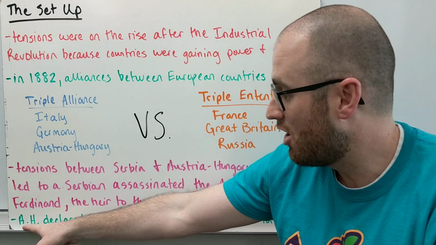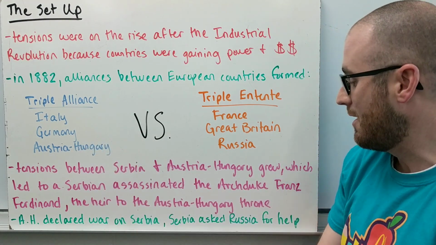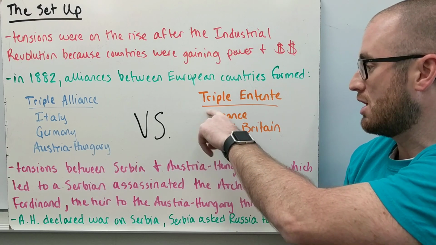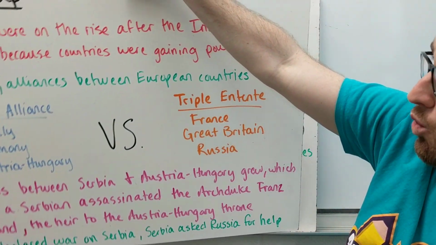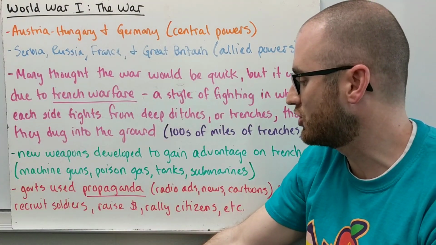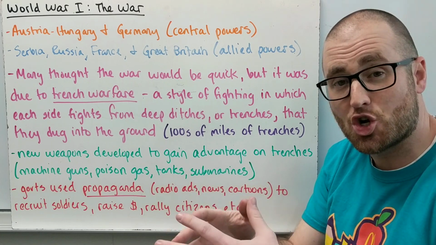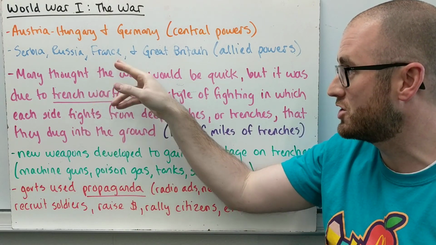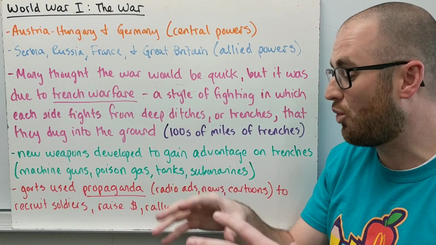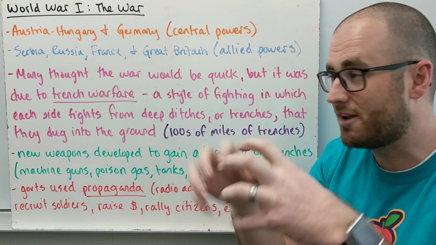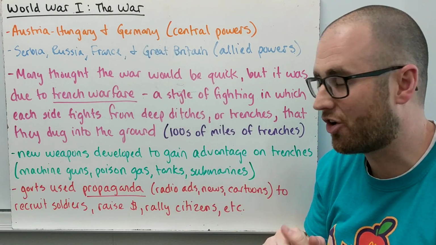So we have Austria-Hungary declaring war on Serbia. Serbia asks for Russia to help them. Look who comes to support Russia, and boom, World War I. So let's talk about the war. Austria-Hungary and Germany make up the Central Powers. Serbia, Russia, France, and Great Britain make up the Allied Powers. And even those aren't quite the same alliances we talked about. Those are the main players here. You can also add the Ottoman Empire here as well.